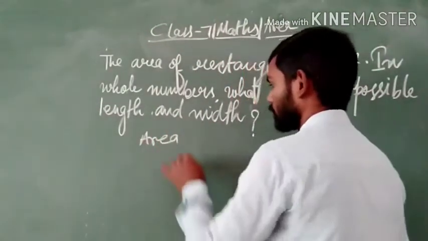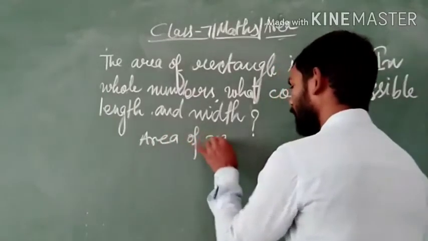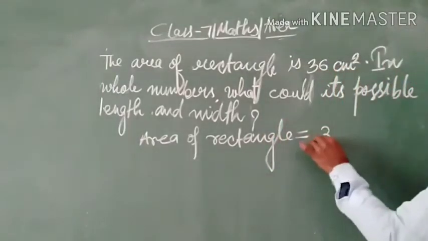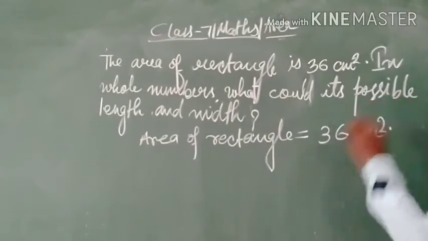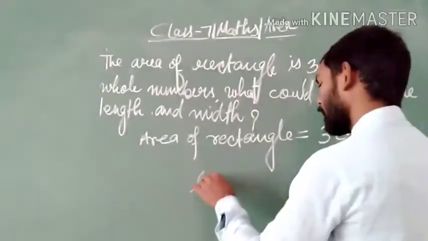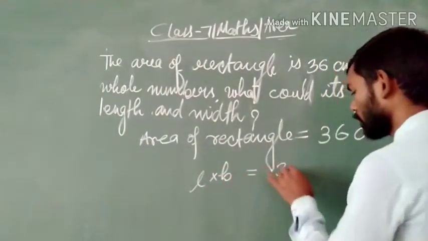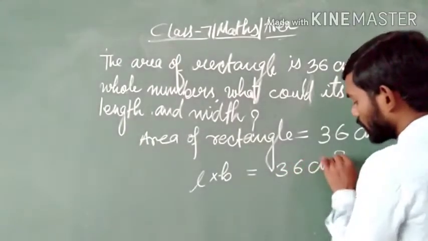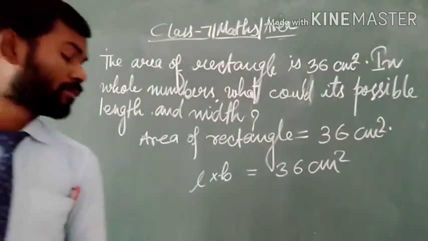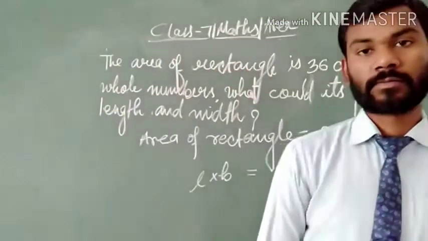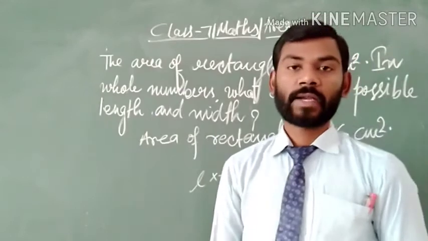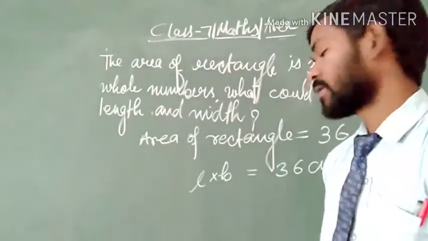Area of rectangle is equal to 36 centimeter square. That means L into B is equal to 36 centimeter square. Okay, students, now we have to consider two whole numbers such that when we find their product we get 36.